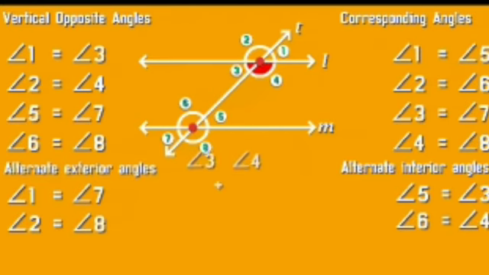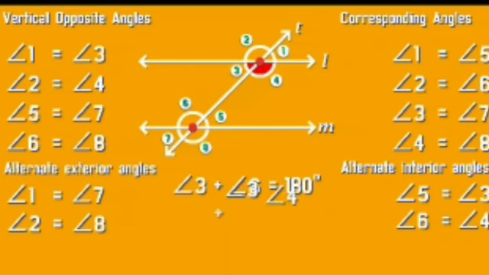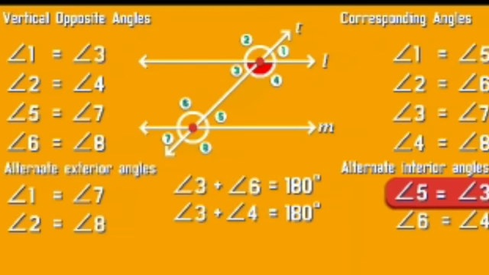Also, angle 3 plus angle 4 is equal to 180 degrees as they form a linear pair. We have shown that angle 4 is equal to angle 6 as these are alternate interior angles. This proves that angle 3 plus angle 6 is equal to 180 degrees. Similarly, angle 3 plus angle 4 is equal to 180 degrees, but angle 3 is equal to angle 5. Therefore, angle 5 plus angle 4 is equal to 180 degrees.